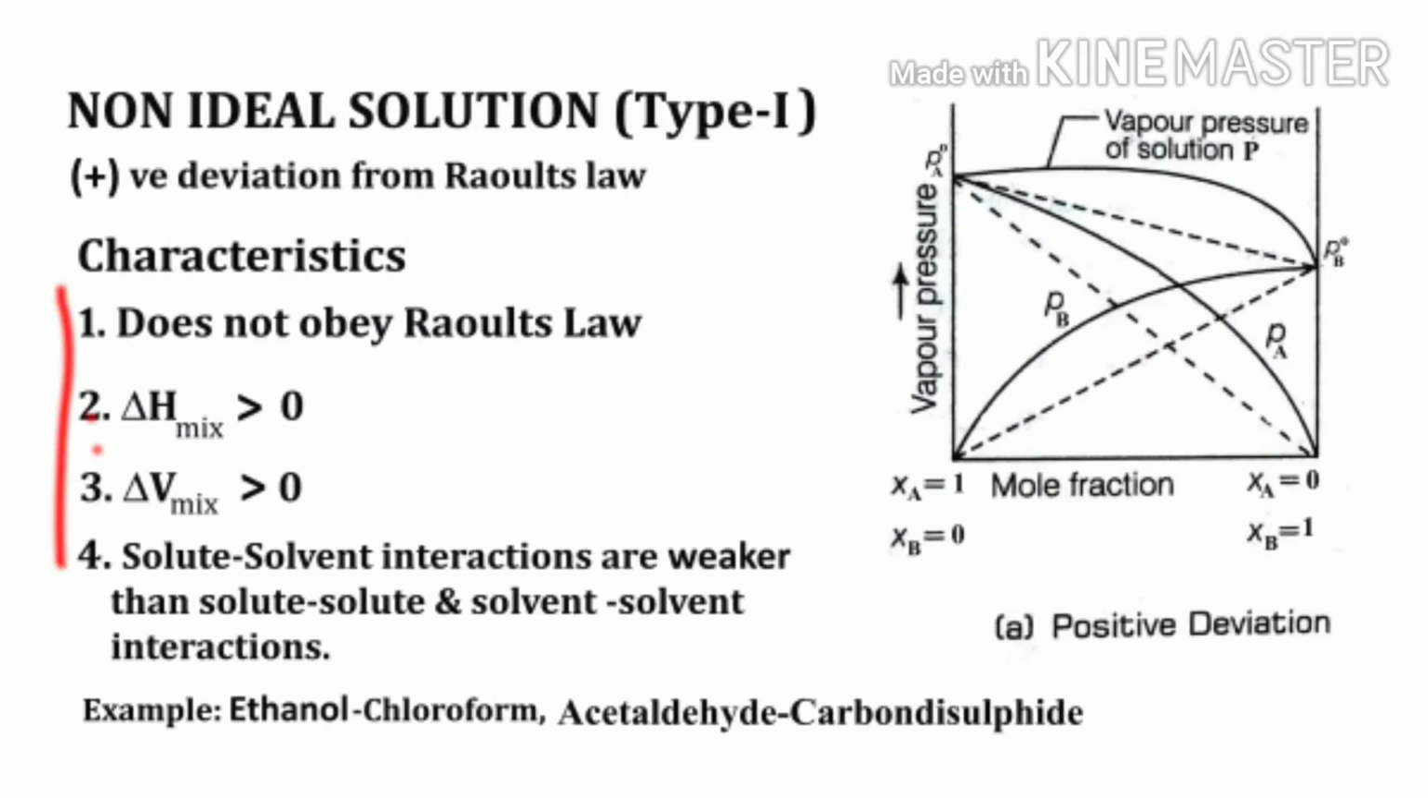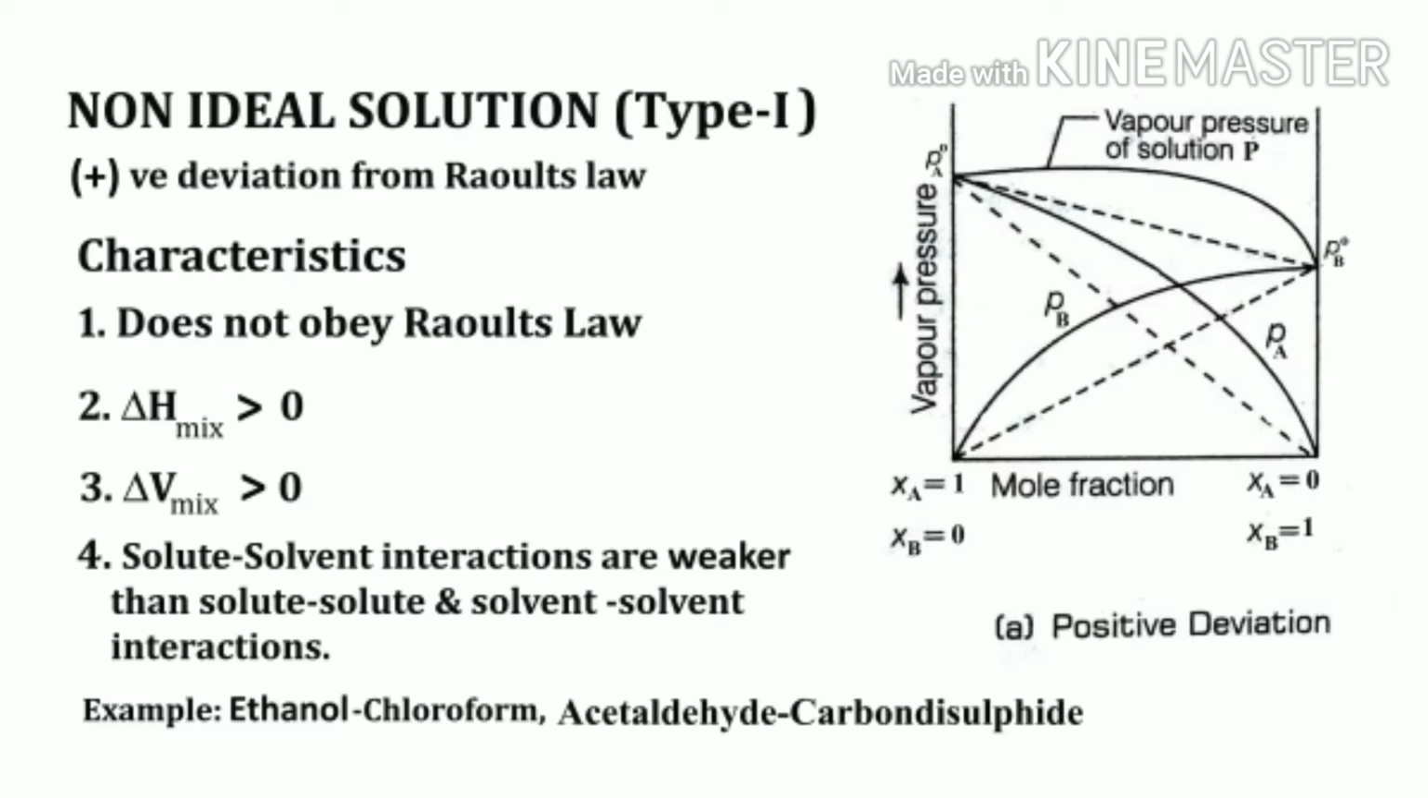The characteristics of the type 1 solutions are: these solutions do not obey Raoult's law. The enthalpy of mixing as well as the volume of mixing are always positive, and the solute-solvent interactions are weaker than the solute-solute and solvent-solvent interactions. As a result of this, the non-ideal solutions exhibit higher vapor pressure than that predicted by Raoult's law.